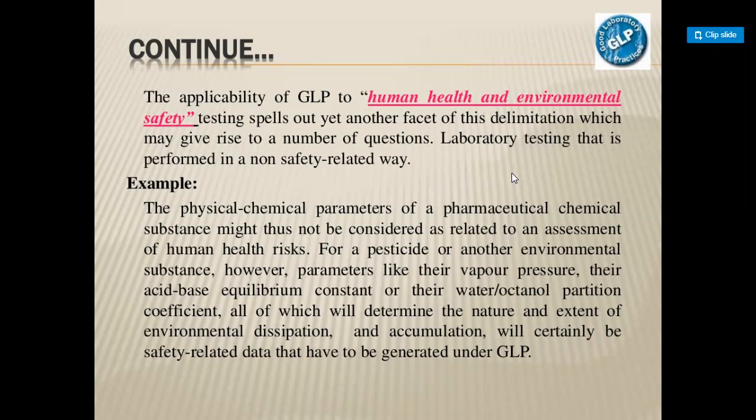For example, pesticides or other environmental substances, however, parameters like their vapor pressure or their acid base equilibrium constant, or their water octanol partition coefficient, all of which will determine the nature and extent of the environmental dispersion and the accumulation, will certainly be safety related data that have to be generated under GLP.